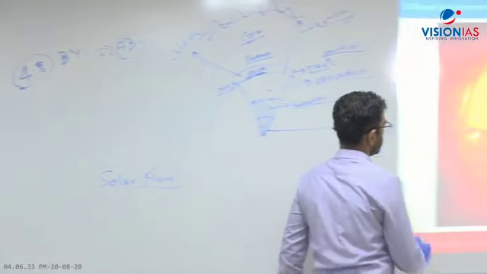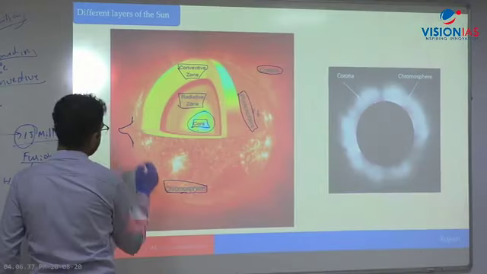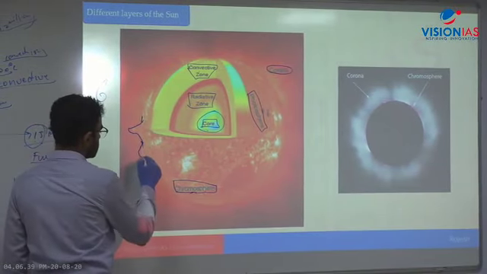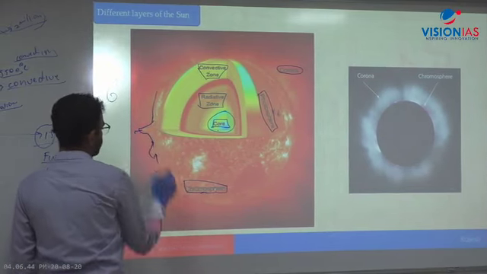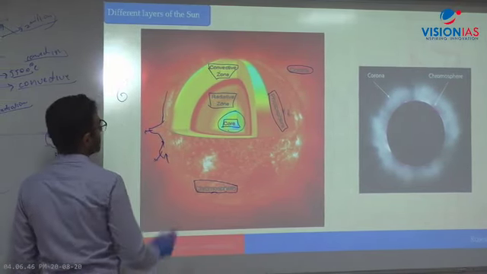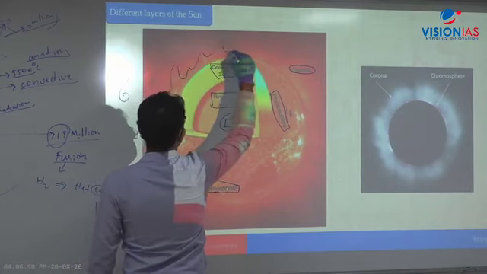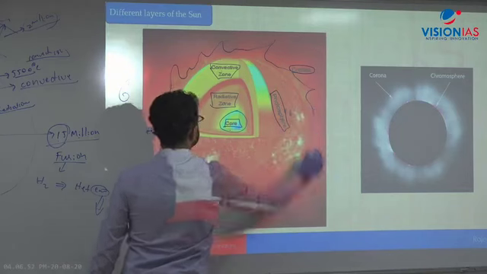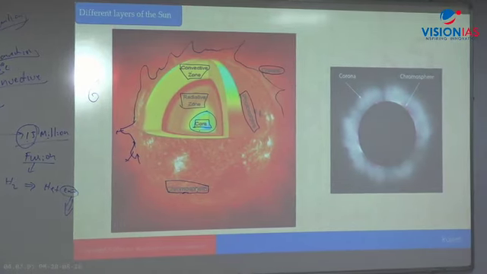Sometimes from the sun, suddenly hot gases, hot elements are burst into the space. If you see the surface of the sun, it is not completely uniform, it is like this. This sudden burst of hot gases, hot atoms is called as solar flare.